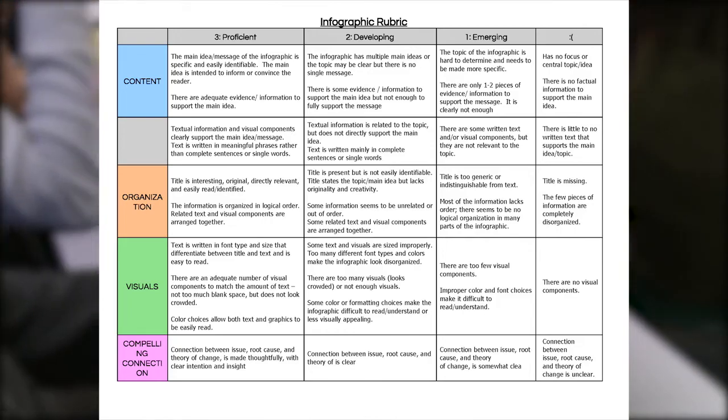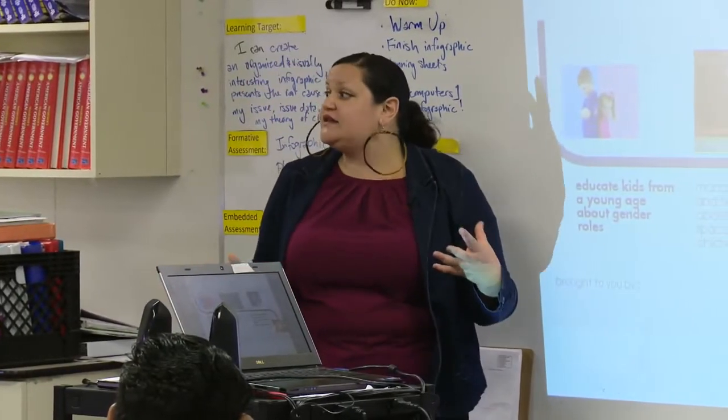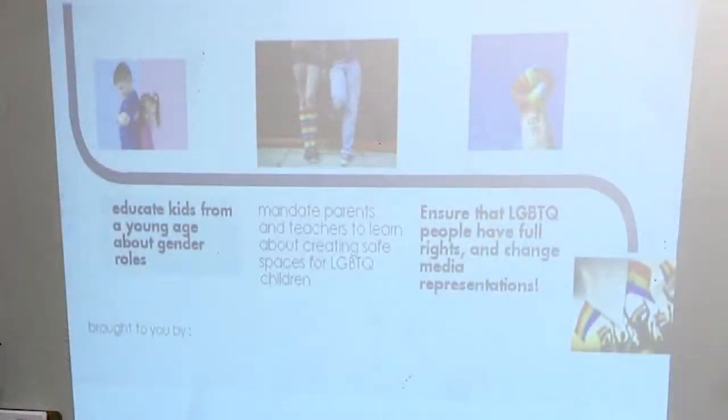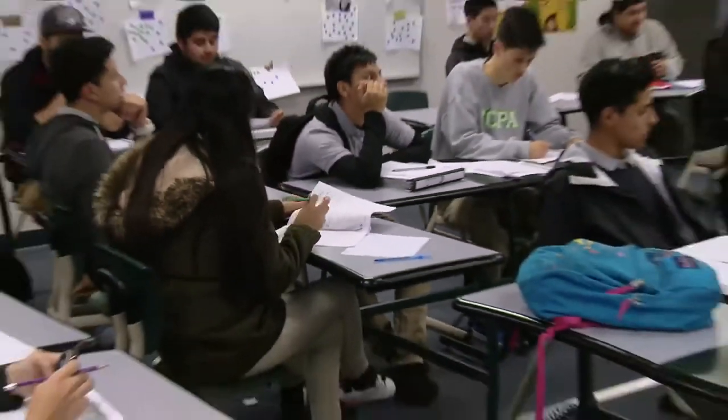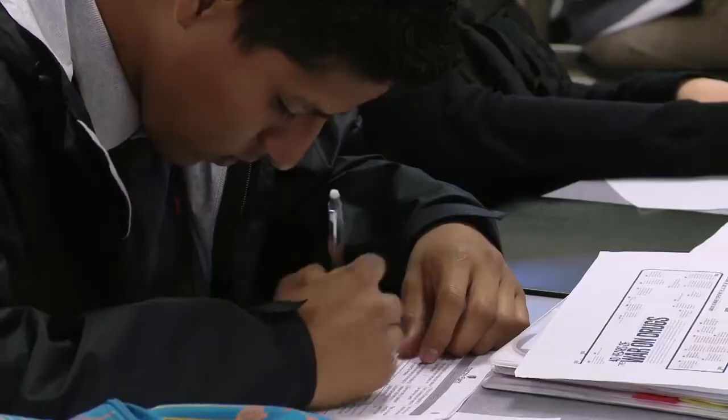And then theory of change, how do we get at the root cause of the issue, right? So if we're thinking about the root cause of homophobia and homophobic bullying, then one way to address it might be to educate kids from a young age about gender, might be to mandate parents and teachers to learn about creating safe spaces for LGBTQ kids, might also be to ensure that LGBTQ people have full rights and change media representations, right? That's one idea of a theory of change. So if that's my infographic, look at your rubric, rank where you think my infographic lands.